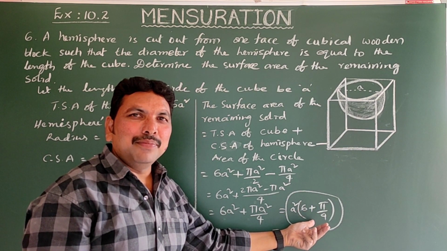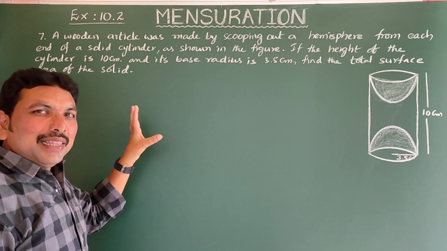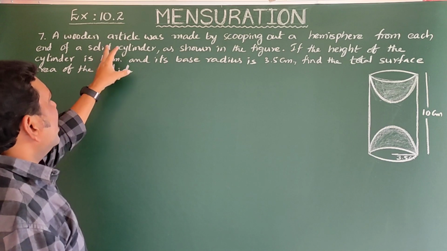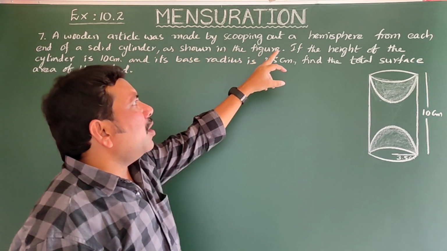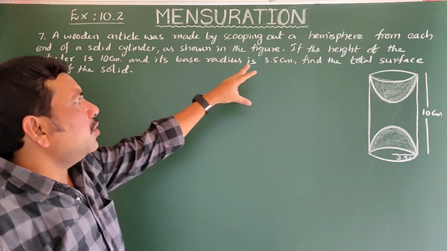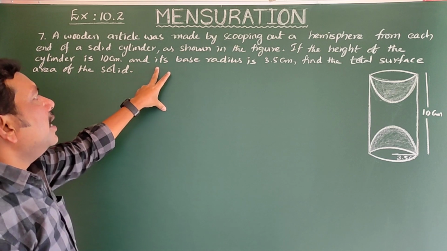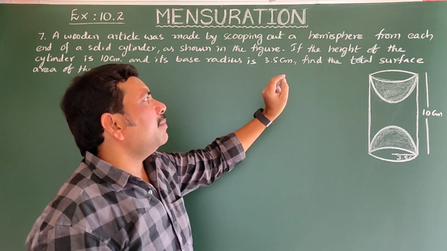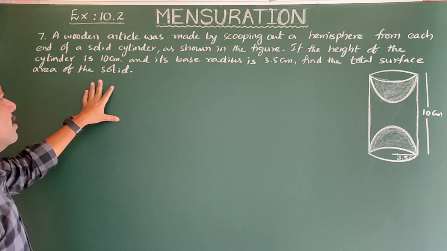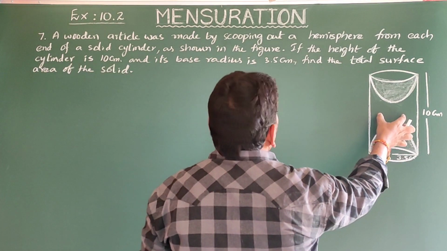Have you understood clearly? Okay, next 7th question. This is the final question in this exercise. Let us see. A wooden article was made by scooping out a hemisphere from each end of a solid cylinder as shown in the figure. If the height of the cylinder is 10 centimeters and its base radius is 3.5 centimeters, find the total surface area of the solid. Look here, this is the wooden article.